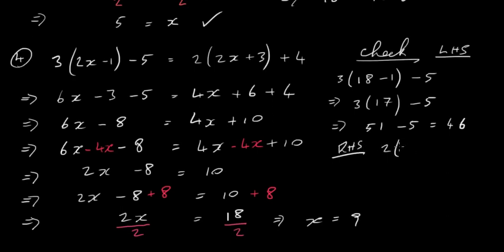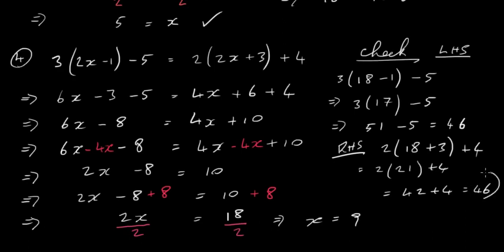You've got 2 times (2 9s give me 18, plus 3) and then the plus 4. This is going to be 2 times (18 plus 3), 21, plus 4. So I end up with 42 plus 4, which gives me 46. 46 is equal to 46, so this is correct. It works out nicely for us. Okay, so that's the last example I'm going to do in this particular case.